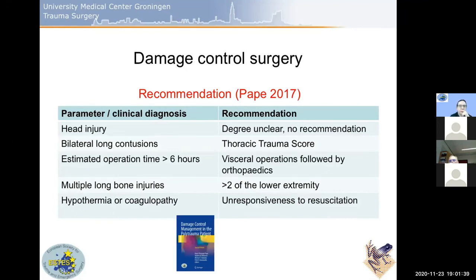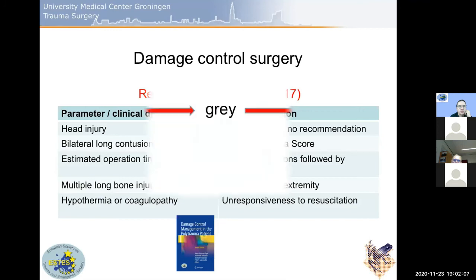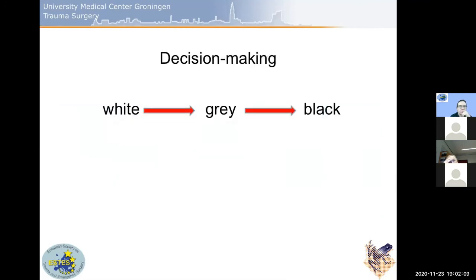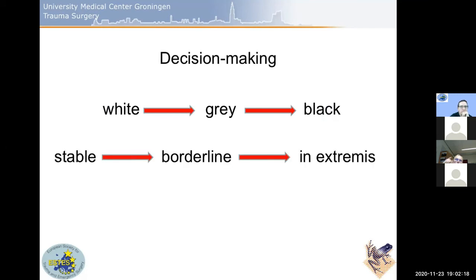Chris told us about damage control surgery, what we would do with this case. And here you see, from his book about damage control surgery, the parameters of clinical diagnosis: head injury, bilateral lung contusion. We always discuss this. We didn't discuss the operation time, the multiple long bone injuries, hypothermia and clotting disorders. What he told us was about decision making. Not as in whole life you have white and black, but there's much gray. And this is what we have.